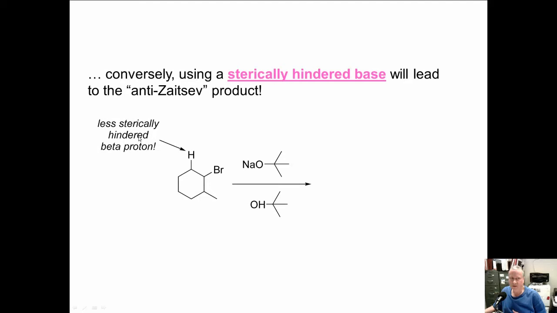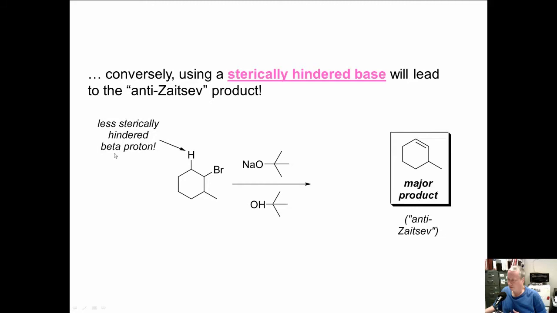Beta, what does beta mean? Beta means next door, right? That's the alpha proton. That's the beta. We also have a beta there, right? Less sterically hindered beta proton. So is it going to actually go for the anti-Zaitsev? That is kind of weird to you because you haven't seen it before. Sterically hindered base makes anti-Zaitsev.